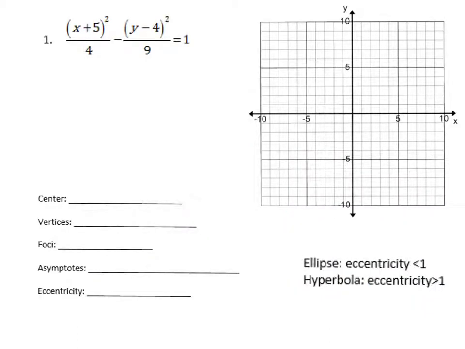Okay, number 1, I have x plus 5 squared over 4 minus y minus 4 squared over 9 equals 1. So we're going to do the same thing that we did on the ellipses. My center is going to be negative 5, comma 4. I'm going to go square root of 4, which means we go out 2 to the right, 2 to the left, and then up 3, down 3. And instead of making an ellipse, you make a little box.